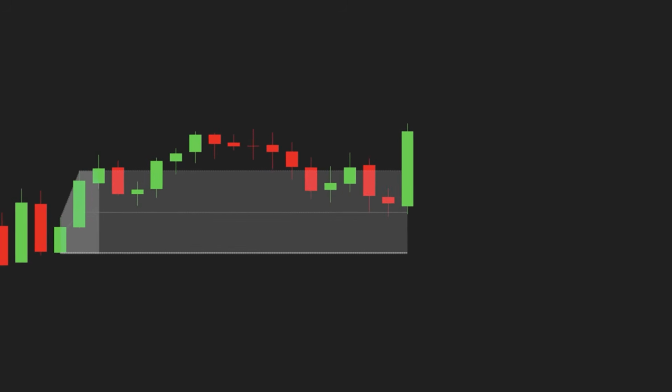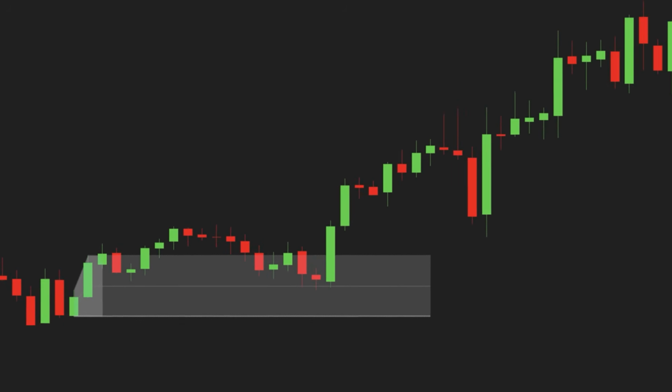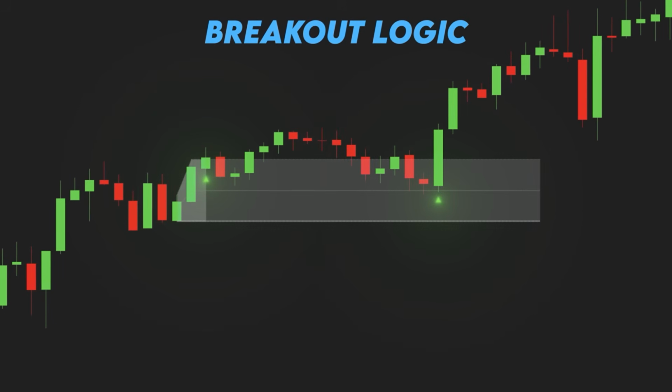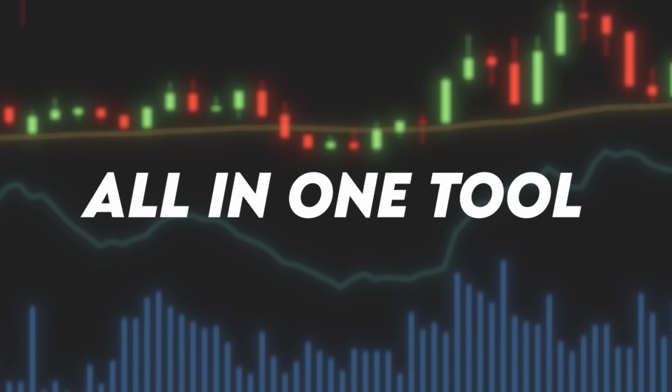It defines the range based on selected logic, tracks breakout conditions, applies validation filters, and manages confirmation timing. Flexible range settings, breakout logic, filters, all in one tool. Let's see how it works.